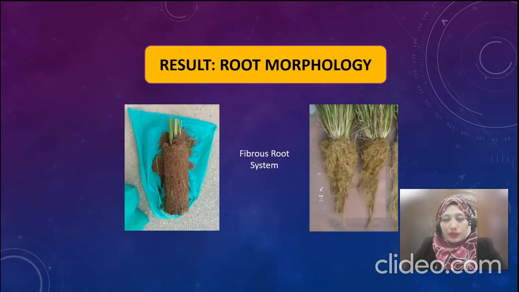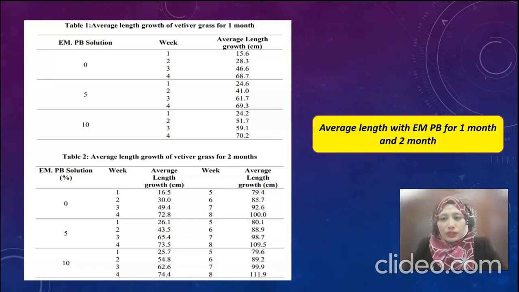Okay, let's proceed with the result. This is the result on the root morphology. If you look at the figure here, the root morphology of the vetiver can be classified as a fiber root system. So let's take a look at the result of average length with EMPB for 1 month and 2 months.